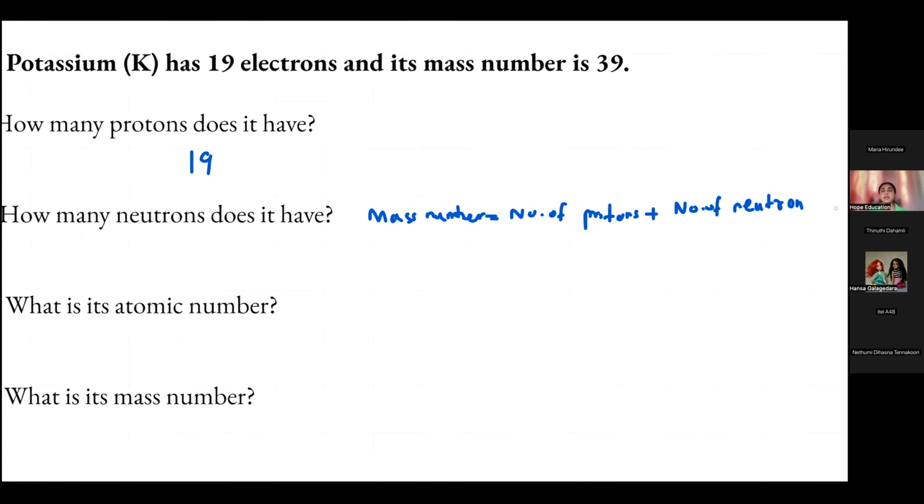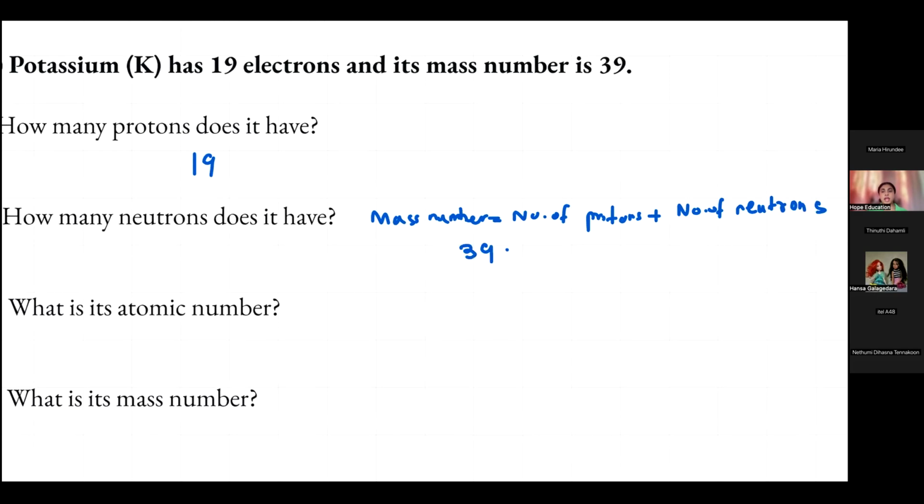Here the mass number they have given is 39. Number of protons we know is 19. Then what is the number of neutrons? So 39 minus 19 is equal to n. 39 minus 19 is 20. That is the answer. Is it clear?